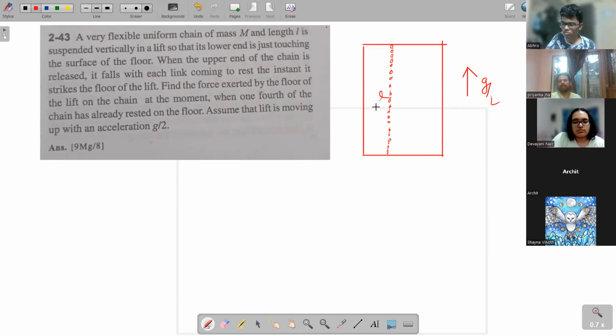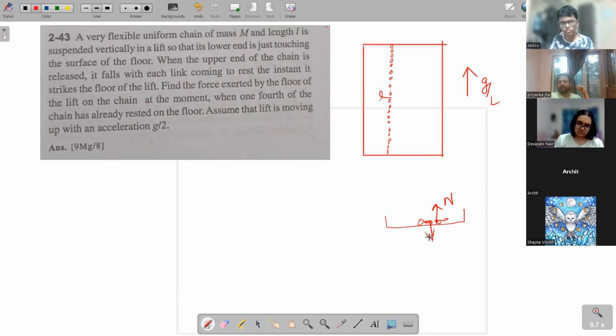So total length is L, so L by 4 has already come on the floor. See, two things will happen. One will be gravity. If L by 4 of the chain will come to the floor of the lift, then on the floor of the lift some chain will come, right? So you can see that gravity will work on this, and normal will work upward, right?